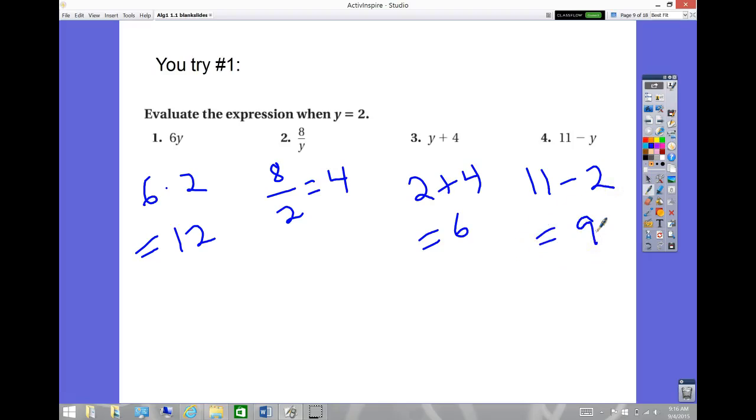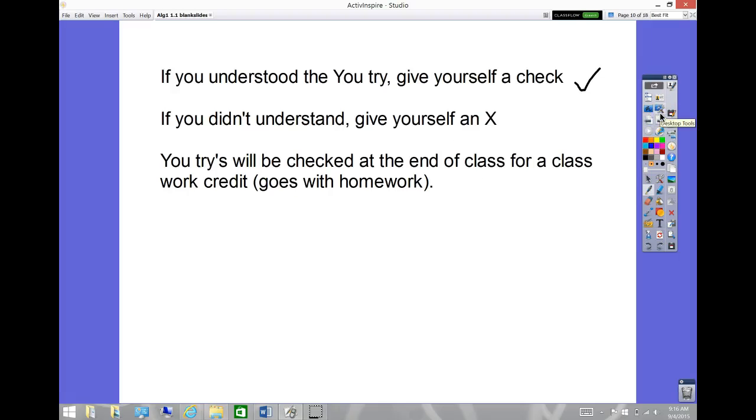You should show your work when at all possible. Don't think of showing work like a weakness. It's actually a sign of strength. Okay. Now, if you understood that first U-try, you should give yourself a big check next to it. Because when I'm coming around to check, I'm going to look at your work later in class. I want to see which ones it seems like you got, which ones you didn't. So if you got it, give yourself a check. If you didn't get it, put a big X there so we can look at it.